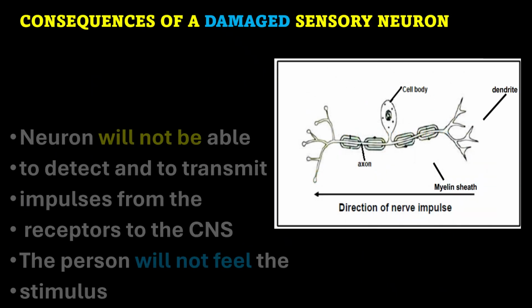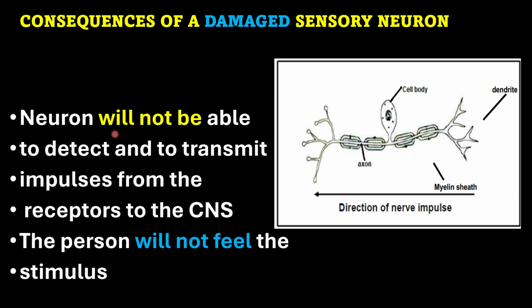if it is damaged? So if it is damaged, you put in the same words: the neuron will not be able to detect and to transmit impulses from the receptors to the CNS. That is the function of the sensory neuron. It detects and transmits impulses from the receptor to the CNS, but because it is damaged, it will not be able to do that. Hence, the person will not feel the stimulus, and that is it.